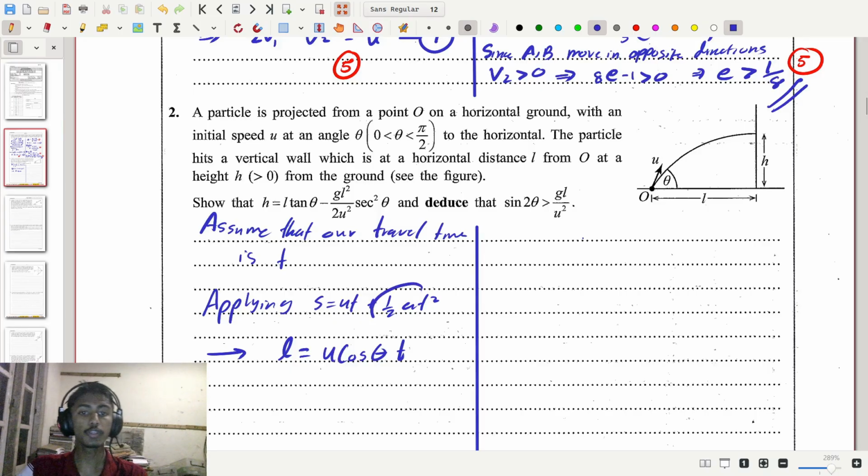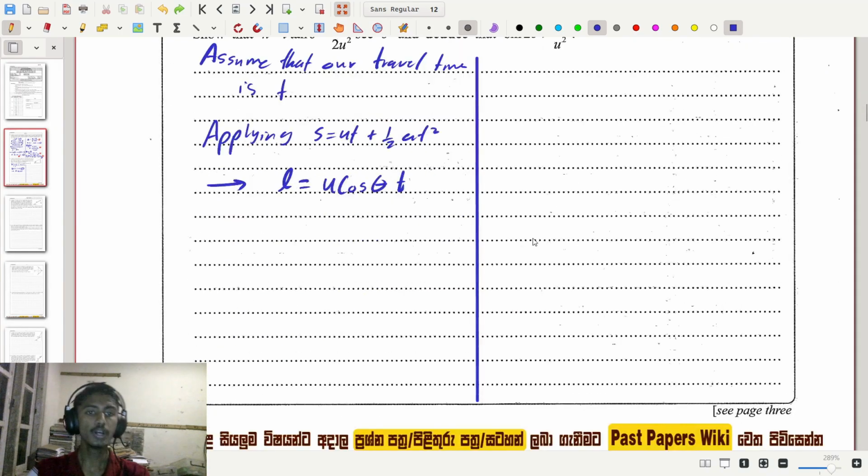And then for the plus half at squared in the horizontal direction, since we don't consider air resistance here, our acceleration is exactly equal to 0. So due to that, the half at squared term is equal to 0, so we can ignore it. Since a is equal to 0, everything that's multiplied by a is also going to be equal to 0. So therefore, from this we get L equals u times cosine theta times t. We're going to call this equation number 1.